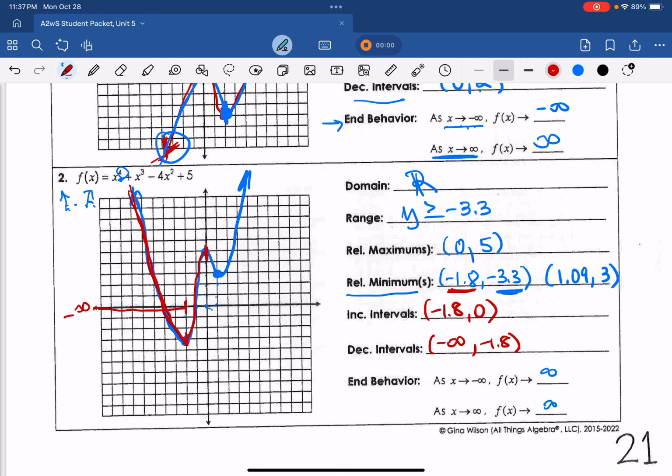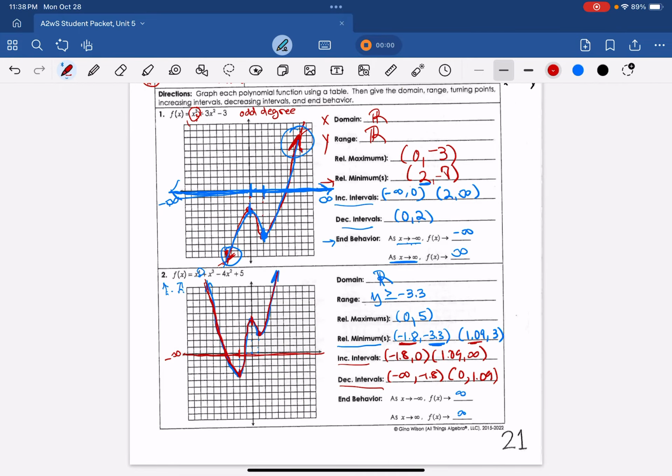Okay. Then it decreases again from 0 to this point right here, and the x-coordinate of that point is 1.09. And then it starts to increase again at 1.09 and heads to positive infinity. So if you need to rewind that and see how we did that, feel free. But whenever we're talking about increasing and decreasing intervals, we're talking about the x-axis. Where along the x-axis is our graph decreasing, and where is it increasing?